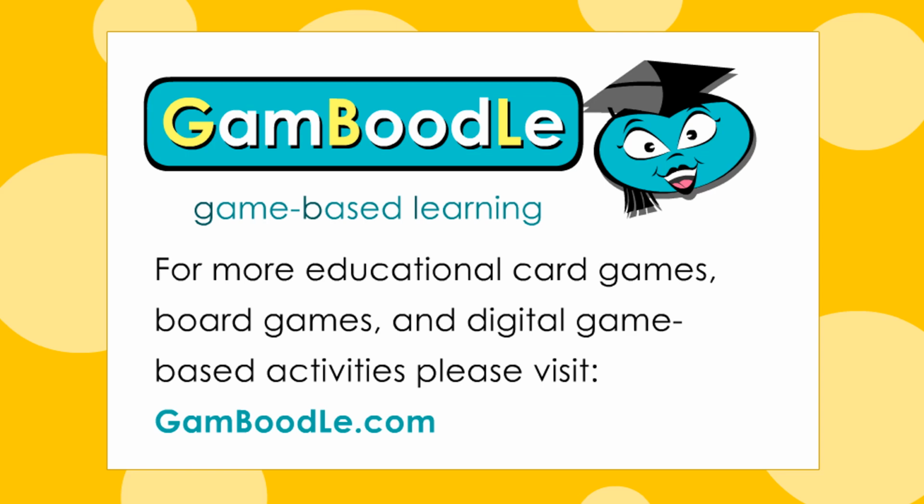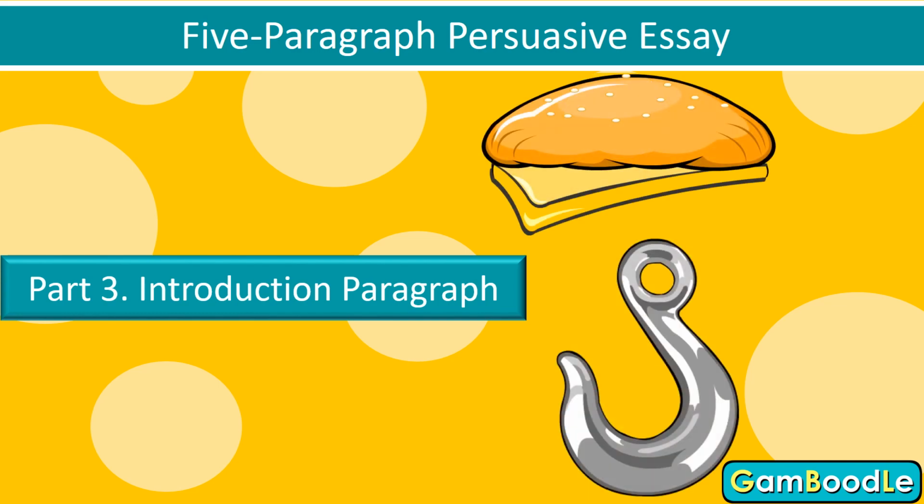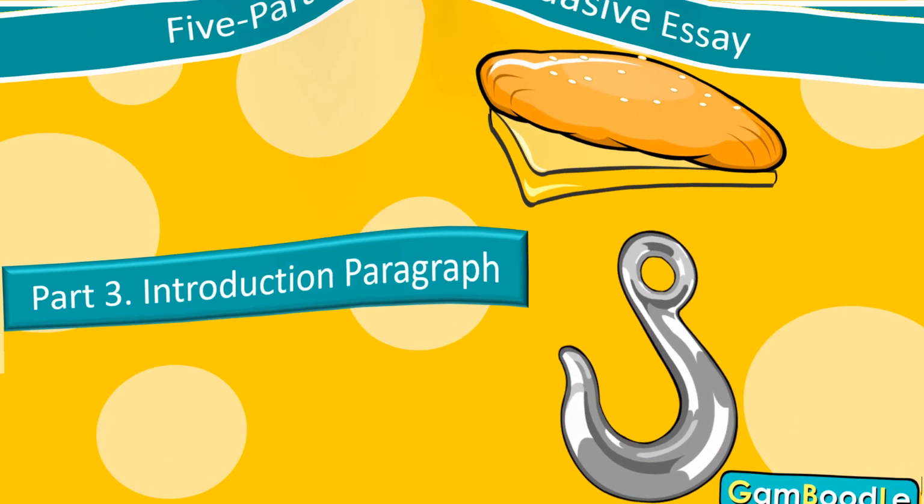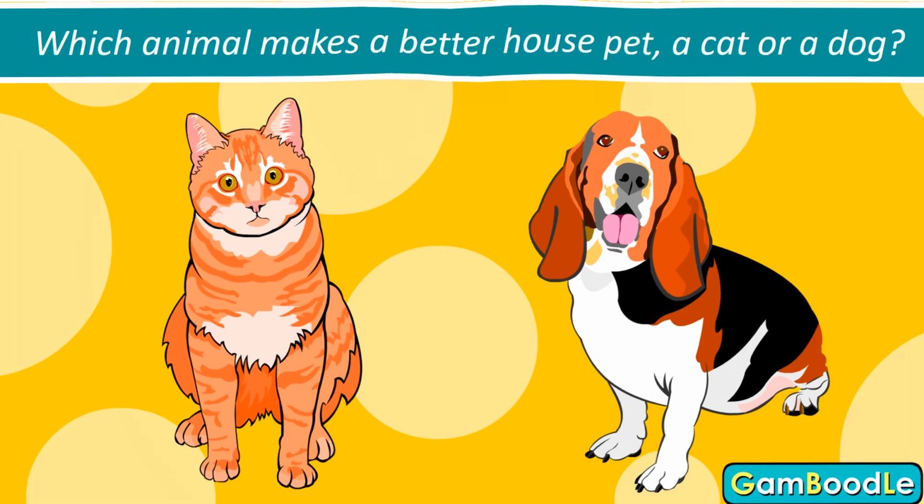This series explores how to write an effective 5-paragraph persuasive essay. In Part 3, we will look at the introduction paragraph in more detail. Let's go back to our question from Part 1. The question is asking the writer to compare and contrast cats and dogs. This should be reflected throughout the essay.